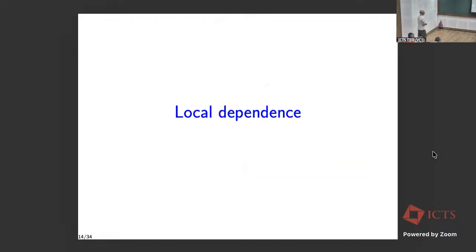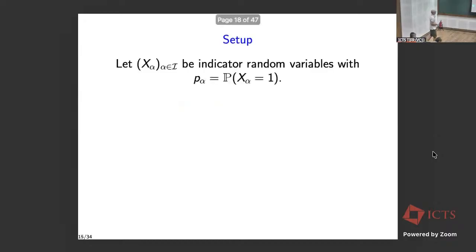So as a first example, let me mention local dependence, which is what we did yesterday, right? The example that I gave you with triangles is a case of what we call local dependence. And we can do the same approach here, except that it's actually easier. When you do Poisson approximation, things are a bit easier.